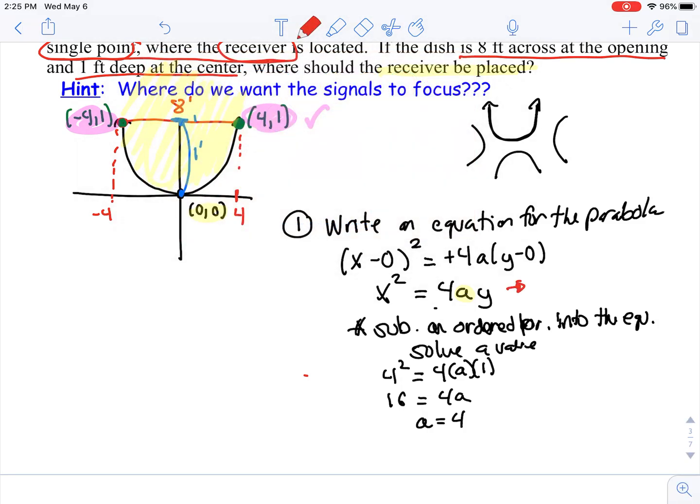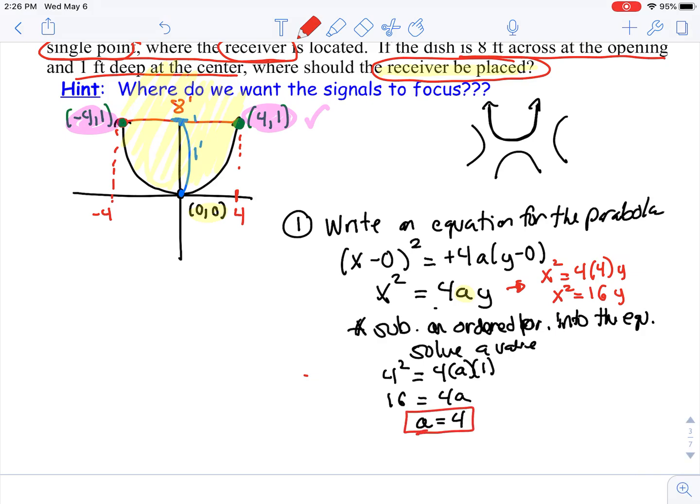Now, if I go back up to my equation, it is x squared equals 4 times an a value of 4 times y. In other words, my equation is x squared equals 16y. Now, back to the question. Where should we place the receiver? In other words, where should the focus be?